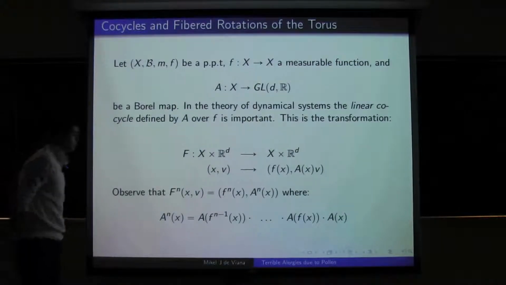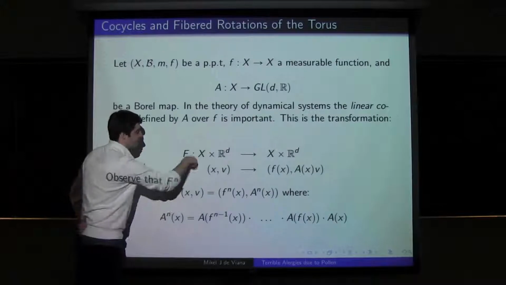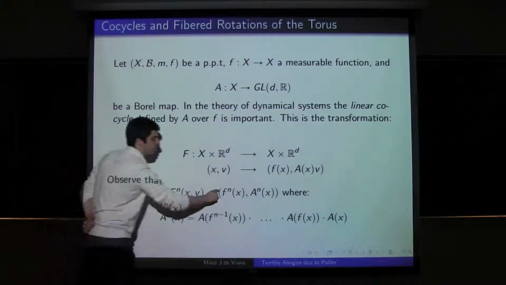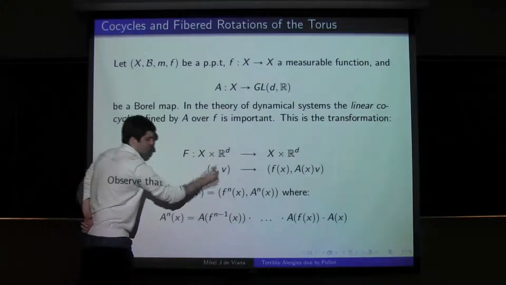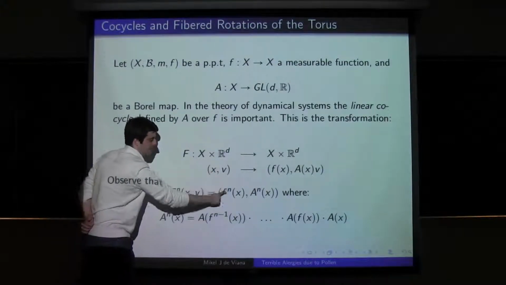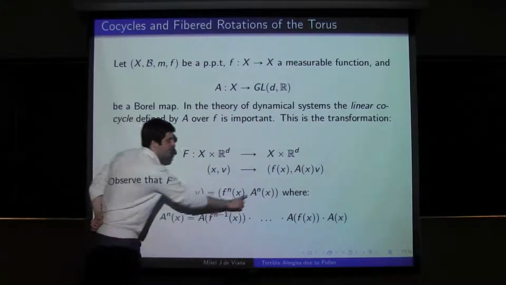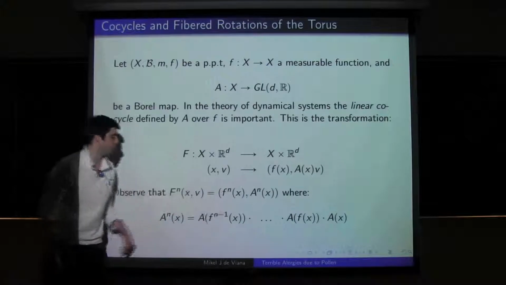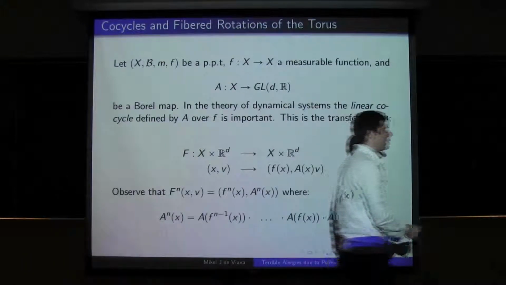A quick observation is that the composition of this system n times is just (f^n(x), A^n(x)v). Of course, this dynamics is the same as the dynamics of f, so it just appears n times. But here is A^n(x), where A^n has this composition. All right, so let's give three examples.